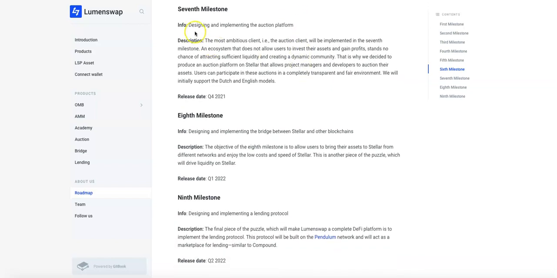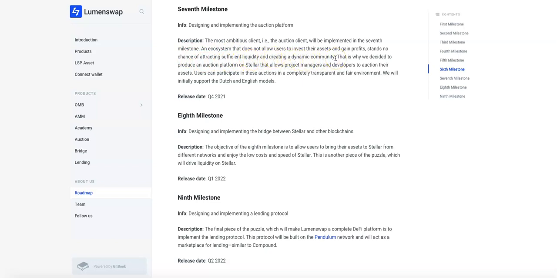Next one, 7th. Designing and implementing the auction platform. At the start of this video, I talked to you about how good the auction was for me. It was very clean, it was very fair, and it went over a good period of time so we didn't have to miss out. So this is the most ambitious client, the auction client, will be implemented in the 7th milestone. An ecosystem that does not allow users to invest their assets and gain profits has no chance of attracting sufficient liquidity and creating a dynamic community.